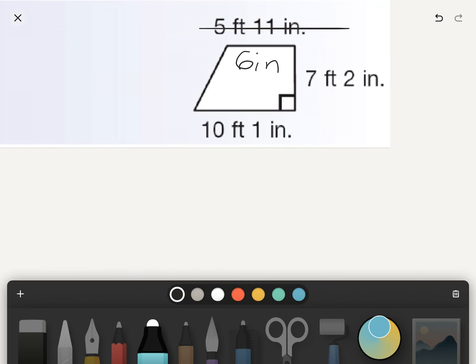What would I round 7 feet 2 inches to? 7. What would I round 10 feet 1 inch to? Yes, 10 feet. By the way, it's 6 feet, not 6 inches. Whoops, 6 feet. Alrighty. And so now, using the rule you just learned, find the area.